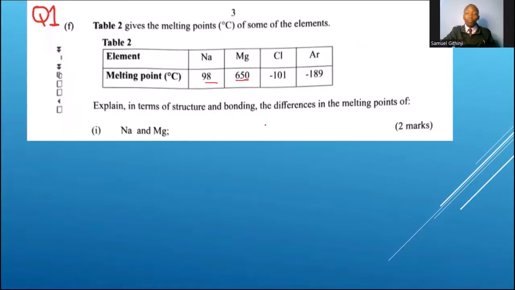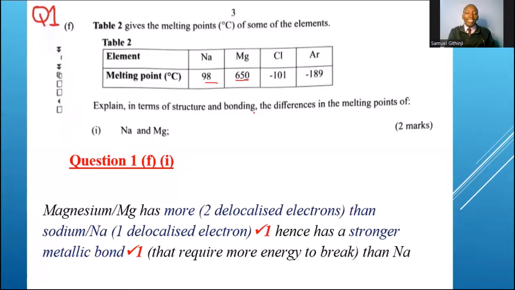Explain the difference. First of all, anytime you're talking about melting and boiling point, those are physical properties. And the way to answer the question, my student, you must talk about structure and bonding. So how was the student to argue this? One, magnesium has more delocalized electrons than sodium, or rather you can say magnesium has 2 delocalized electrons per atom, sodium has 1 delocalized electron. Remember, it is the delocalized electrons that contribute to the metallic bonding. So they then say, hence, magnesium has stronger metallic bonds than sodium.